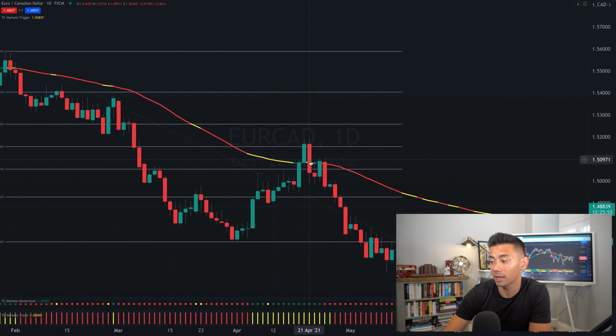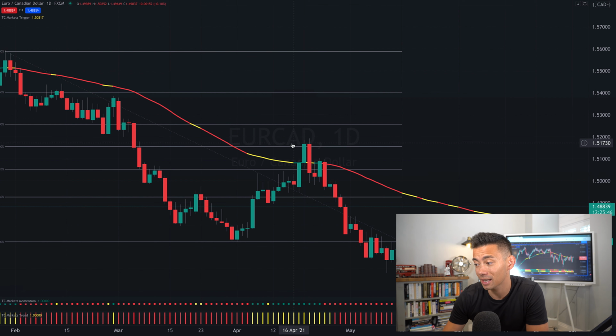We get the momentum candle, we get the engulfing candle here, we get the momentum candle there, and then sure enough, the market goes off and it sells off. Okay, and that's exactly what we're looking for.